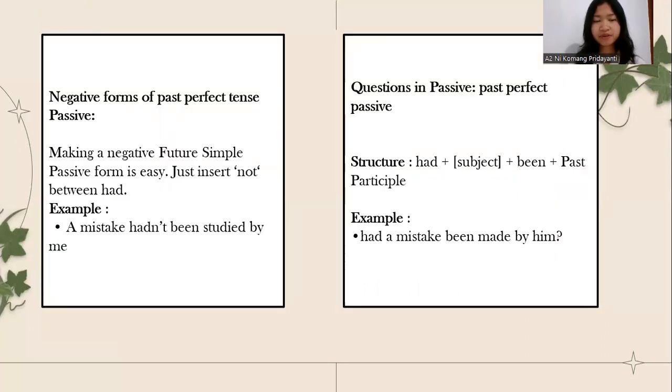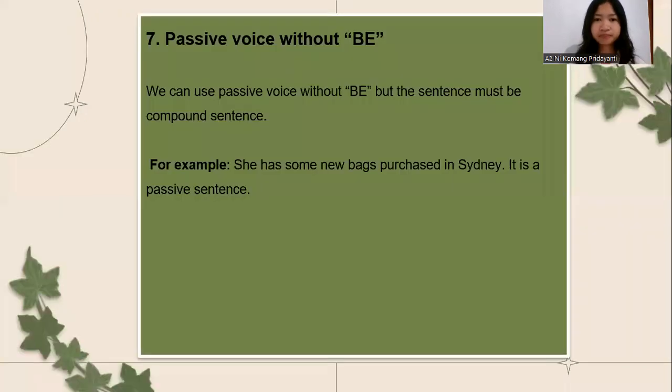Then for negative forms of past perfect tense, for example, the mistake hadn't been studied by me. And then for the question in past perfect passive, the structure is had plus subject plus been plus past participle. For example, had a mistake been made by him?